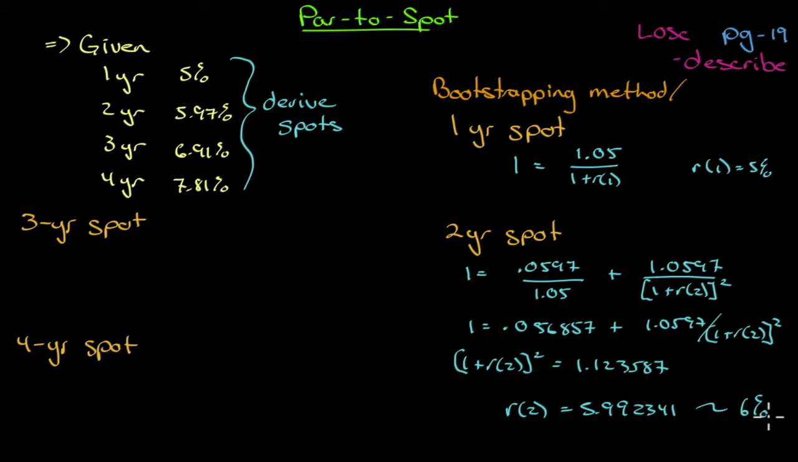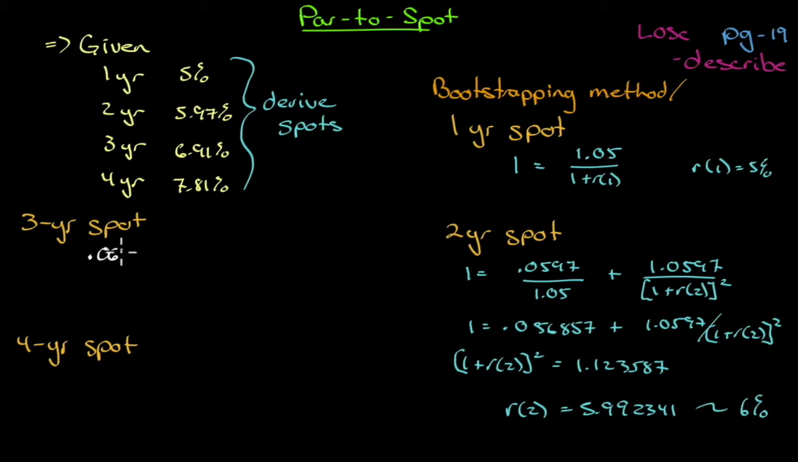So we have R1 and we have R2. Let's calculate R3, and R3 will just be our missing number here. Our par yield is 6.91%. That is the coupon rate that makes this particular bond equal to par. That's why it's called a par yield, right? So what do you have?